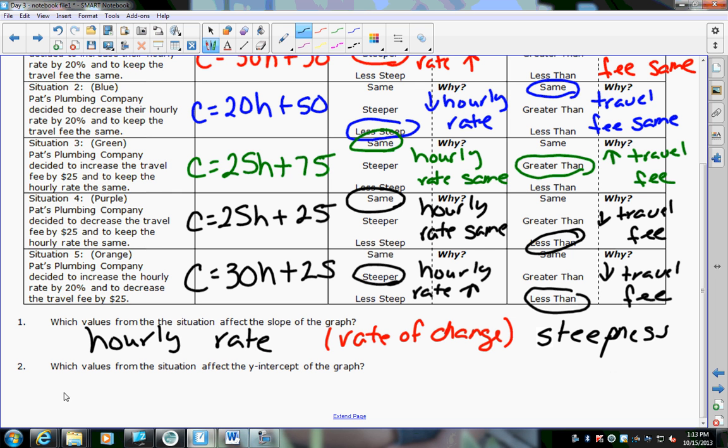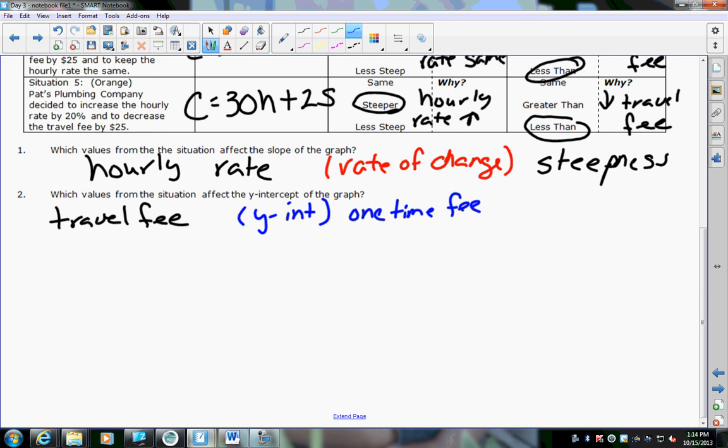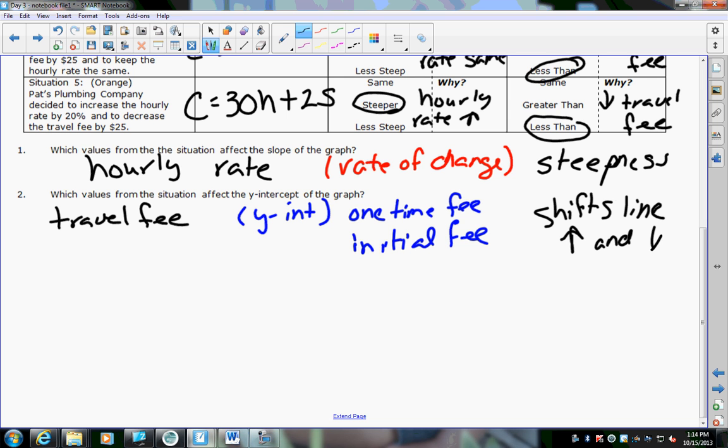Which values affect the y-intercept? That was the travel fee. That is your y-intercept. That's your initial amount, a one-time fee. Maybe we'll call it the initial fee. That just changes the y-intercept. That just shifts my line up and down. Okay, that's what it does to it.